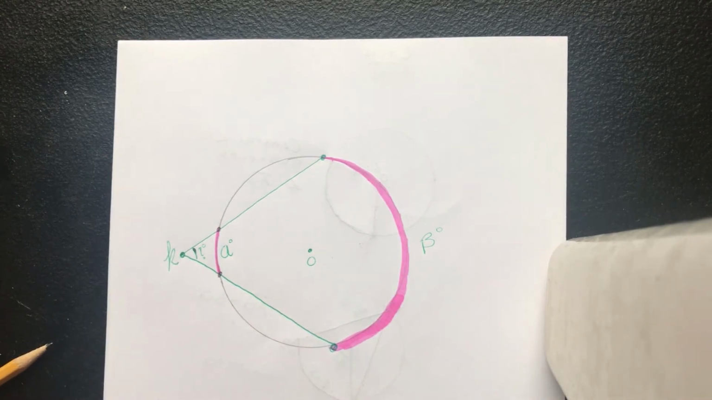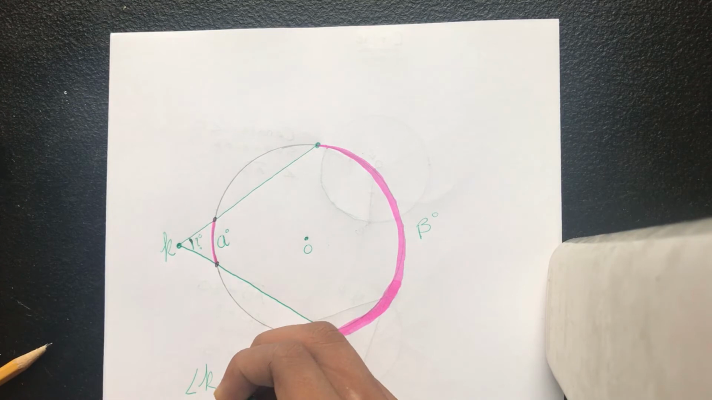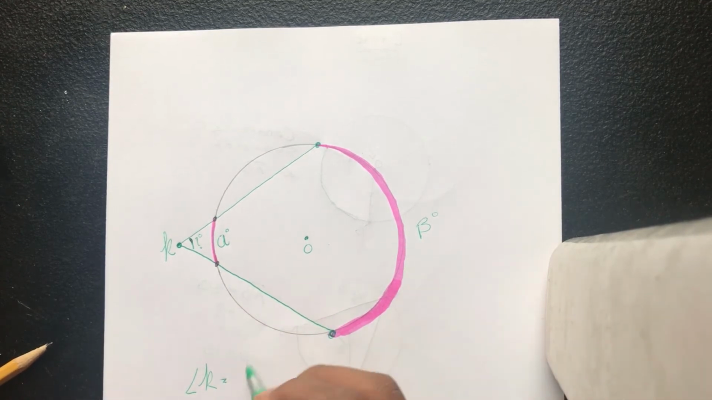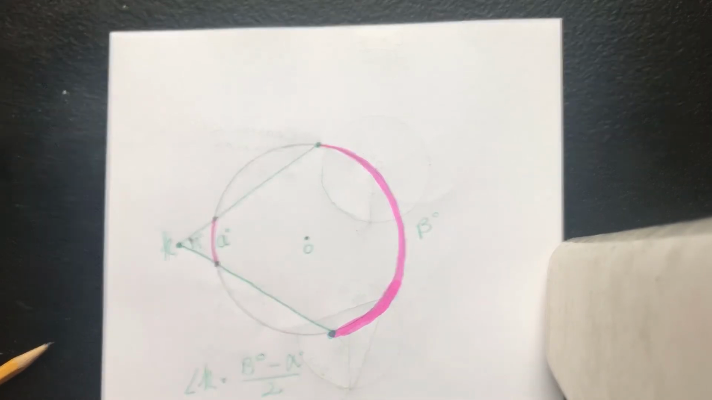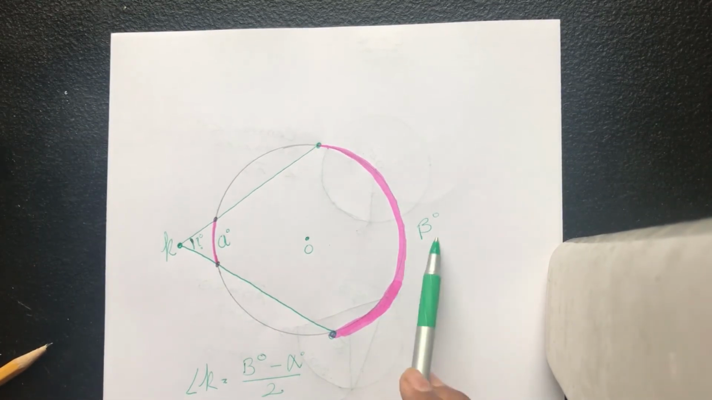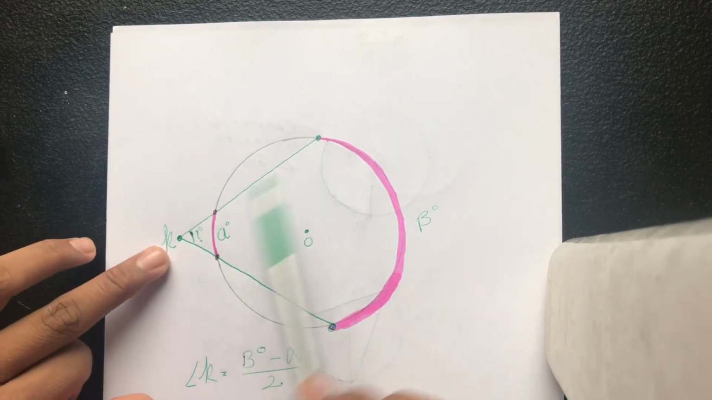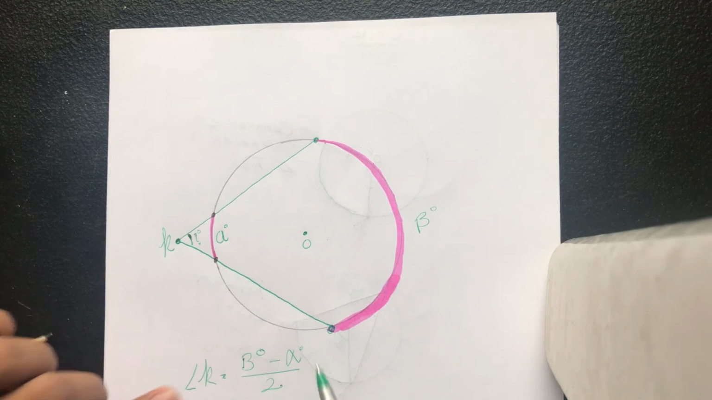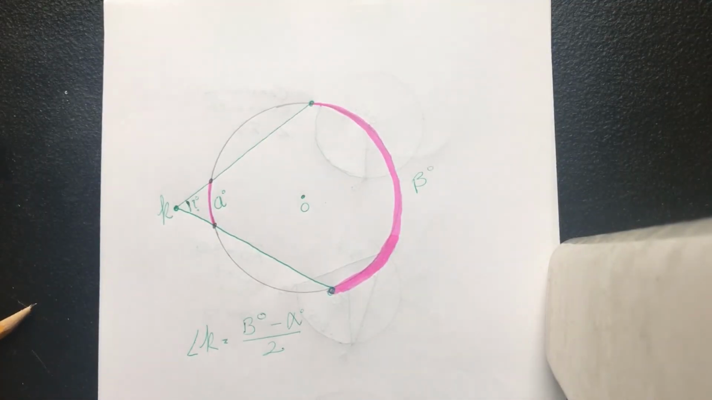Well, what we would say the measure of angle K is, is B degrees minus A degrees divided by 2. So it's going to take the difference of the two arcs that this angle subtends, and that's all that this theorem states.